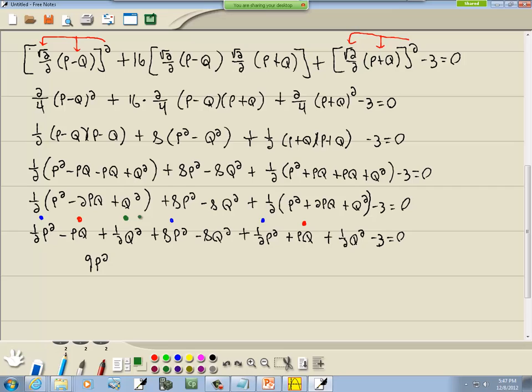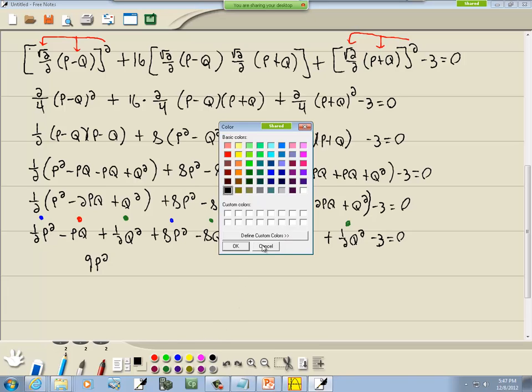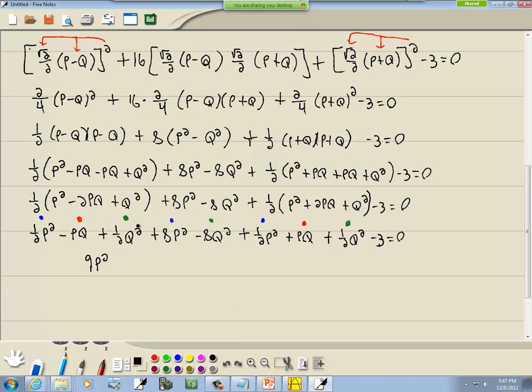Here's a 1/2 q squared, 1/2 q squared, and negative 8 q squared. Well, 1/2 plus 1/2 gives us 1q squared, minus 8 gives us negative 7q squared. Minus 3 equals 0. Let me double check my cheat sheet here. Yeah, I'm right on target. No math error.